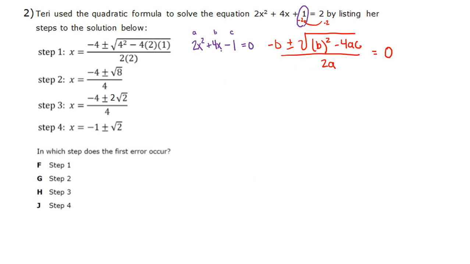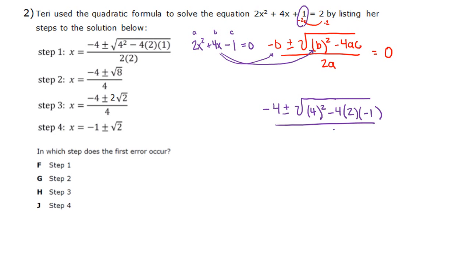So my b goes right here. That starts off as negative 4 plus or minus, because we have 2 answers. B squared, I'm getting that number from right here. So 4 squared minus 4 times 2 times negative 1, all over 2 times 2. Now, if we look at the first step, do they have what I wrote? No, they do not. They should have had negative 1 right here, and they do not have that, so that is the first mistake.